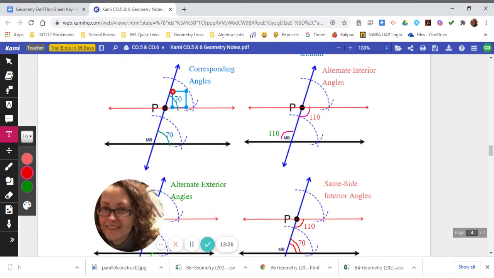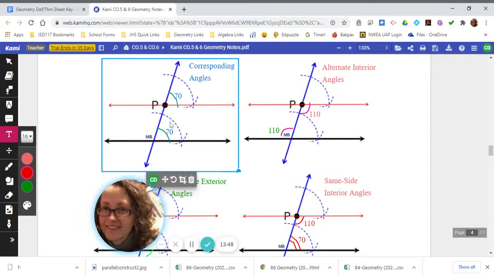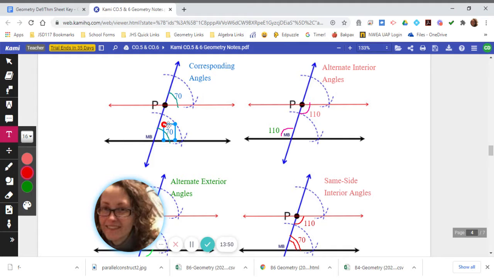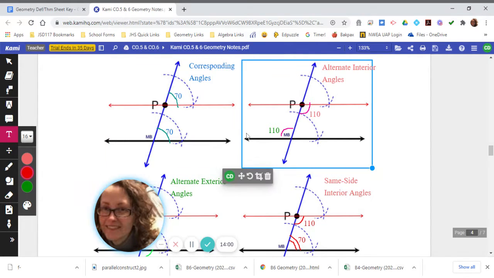So I separated the picture that I have here for corresponding angles. I made one for alternate interior angles, one for same side, and one for alternate exterior. So looking again at the corresponding angles, these top right angles here for our corresponding angles, they were both 70. We said that that meant that they were going to be congruent. So making these lines parallel made these two angles congruent.